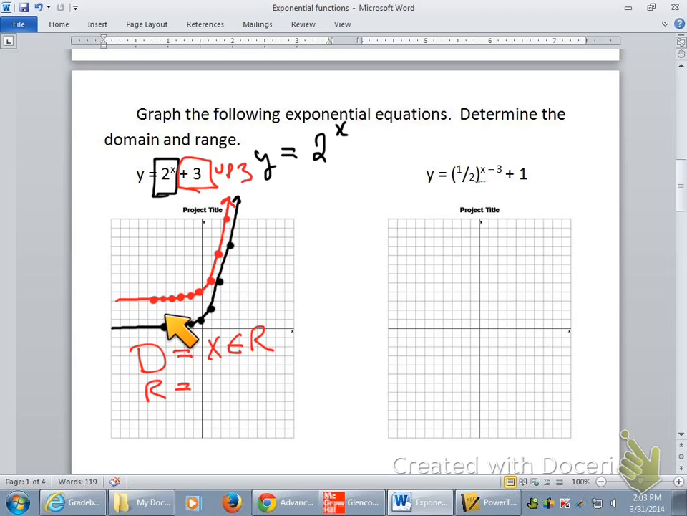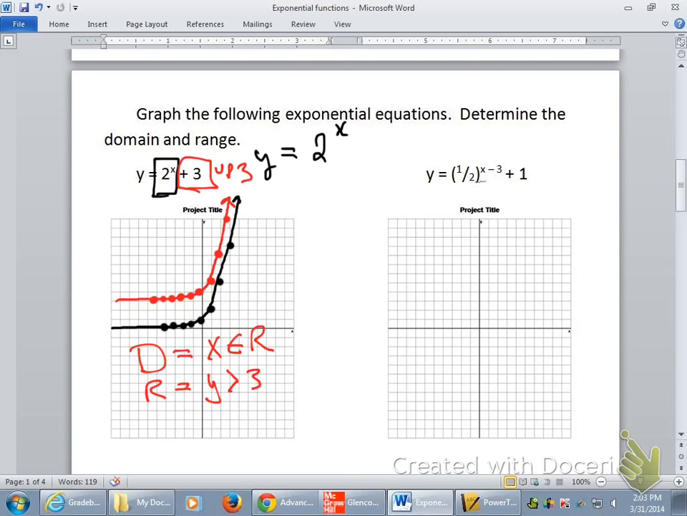Everything's greater than... Remember, originally it was everything above 0. Everything above, no, it's 3. Everything greater than up. It's up how much? 3, that's right. So if it was everything above 0 and I moved it up 3, now it's everything above 3. So all my y's are greater than 3. Now, are they equal to 3 or just greater? Just greater.